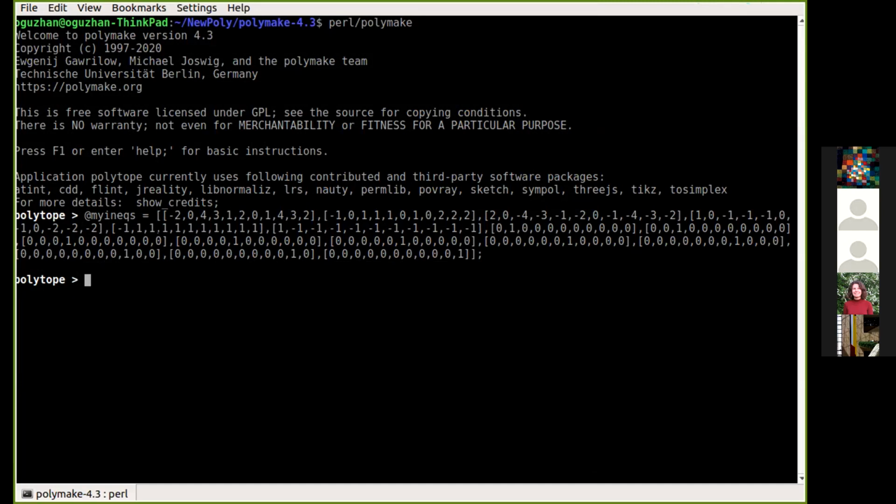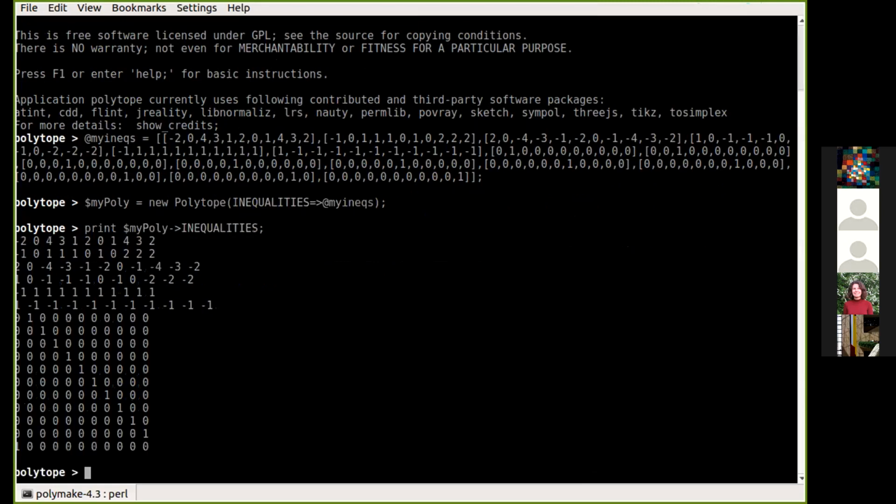Can you see my cursor? I hope you can see my cursor now. Okay, let me just write the other parts of the code, then I will explain to you.